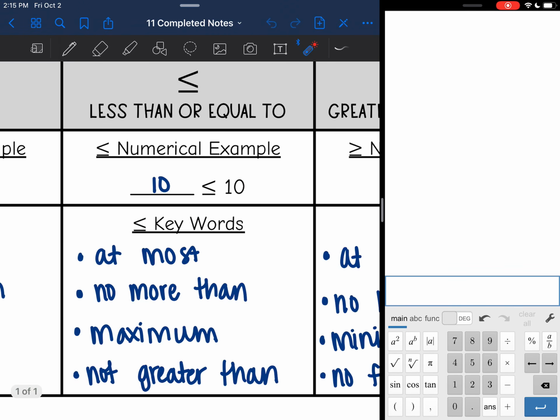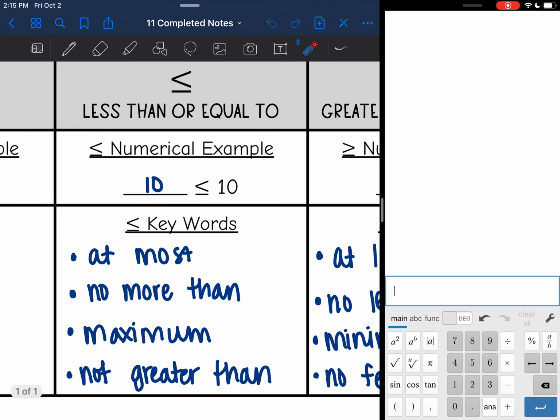Okay, the next one is less than or equal to. It means that the number to the left is equal to or less than the second number. In this case, they're equal to. That works since we have that equal to part. And some key words that mean less than or equal to are at most, no more than, maximum, and not greater than. I'm going to highlight at most and no more than because those words are used quite frequently whenever they're talking about the less than or equal to.